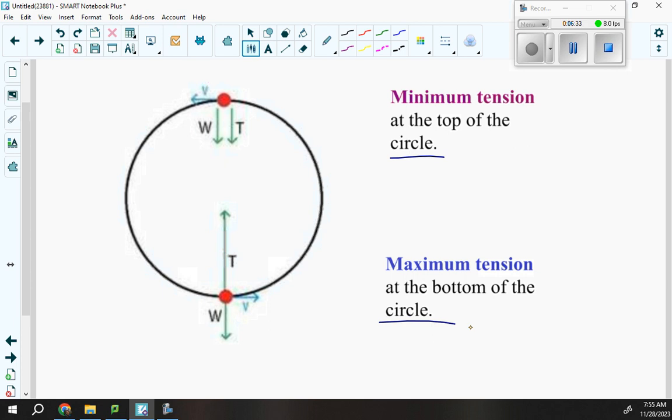And again, this is because both the weight, remember weight is force of gravity in physics, and tension are downwards, so they are both helping the centripetal force, or both contributing to the centripetal force, whereas the tension and the weight are working against each other at the bottom of the swing, and the tension has to overcome the weight and also have some net force or centripetal force left over towards the center of the circle.